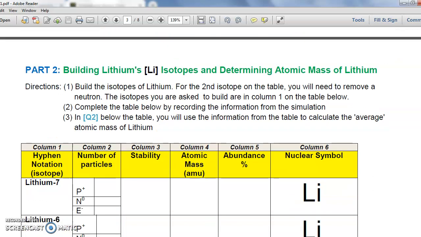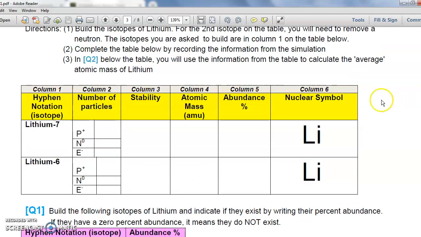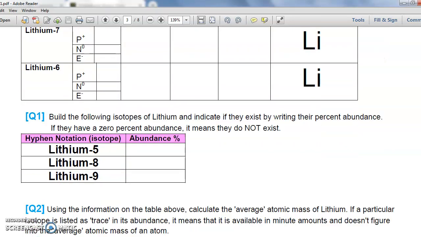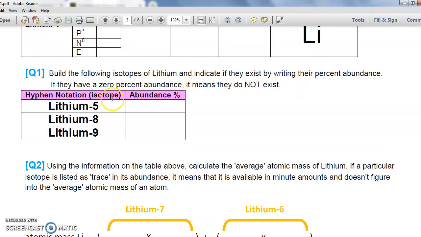In the second part of the lab, you're going to build lithium's isotopes. However, you start with lithium 7, and then you have to get to lithium 6. Figure out how to go from lithium-7 to lithium-6 using the simulation. Then build some of the other isotopes to see if they even exist.